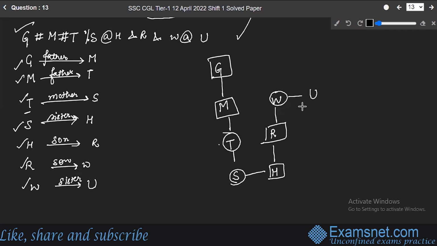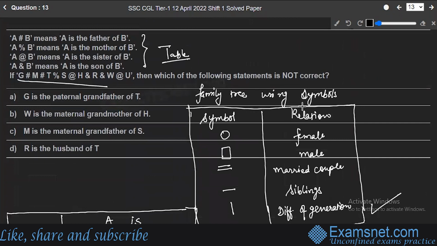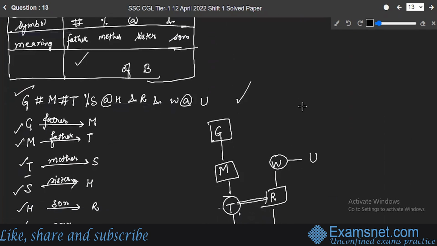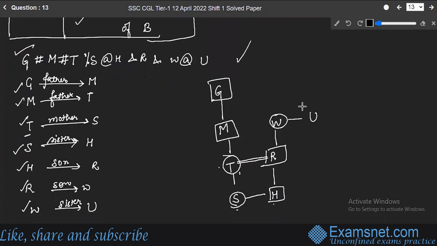Of course, if S and H, they are brother and sister, and T is mother, R is father, then obviously T and R, they are husband and wife. That means they are a married couple. Correct. So now let's see the first one. First relationship they have told. G is paternal grandfather of T. Let's see.